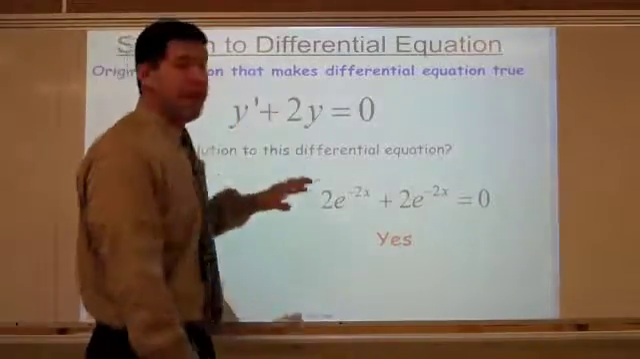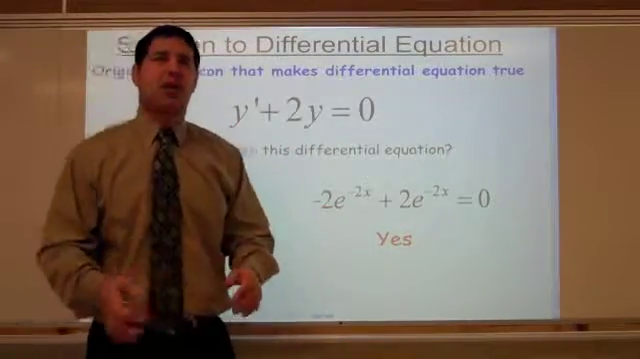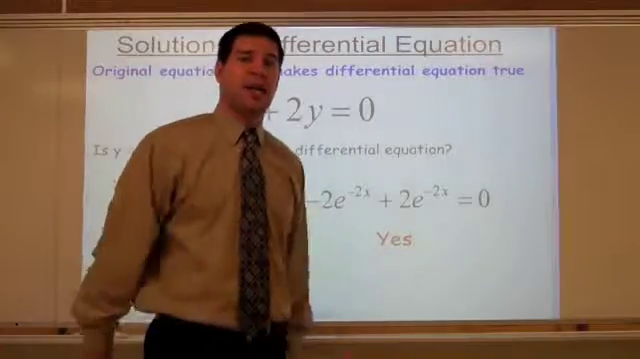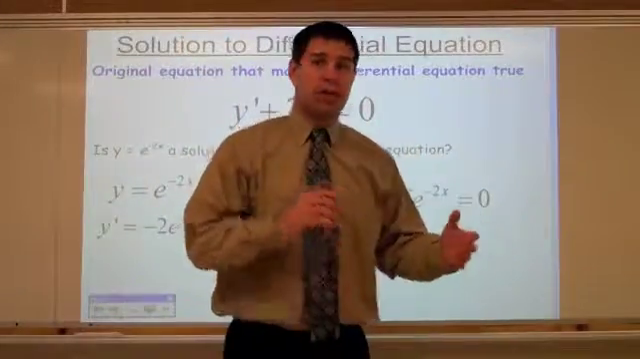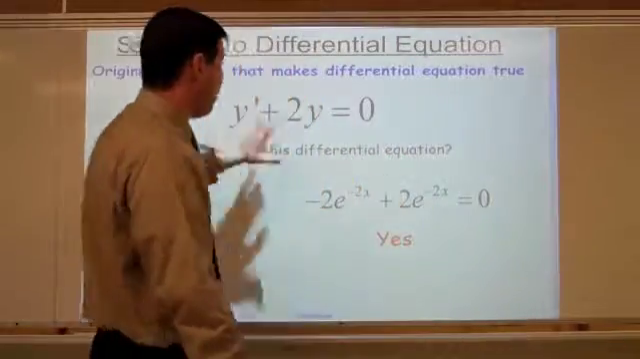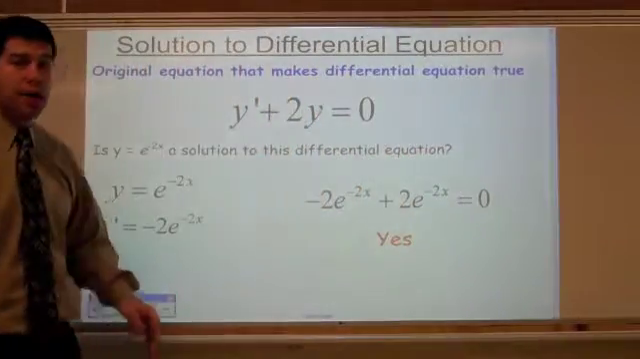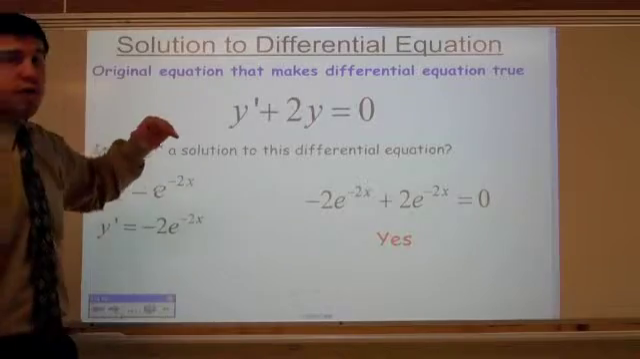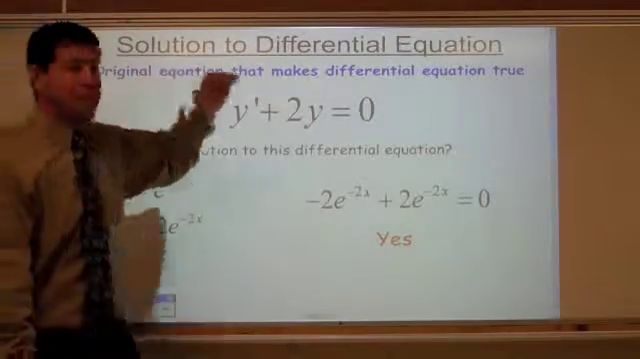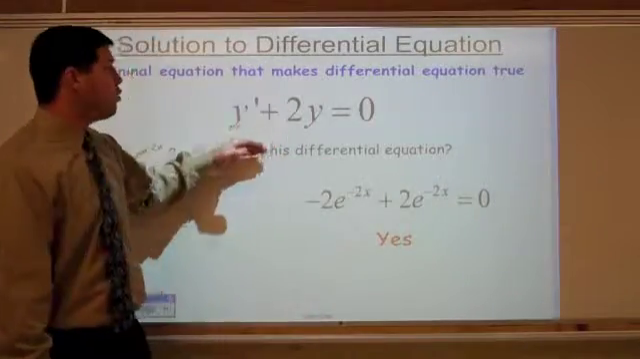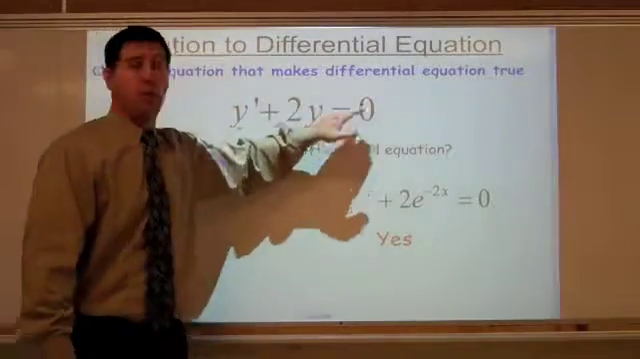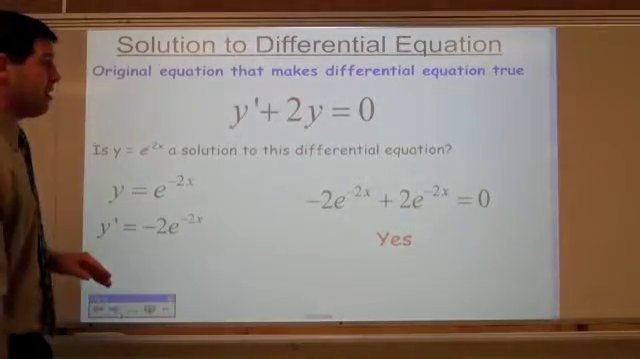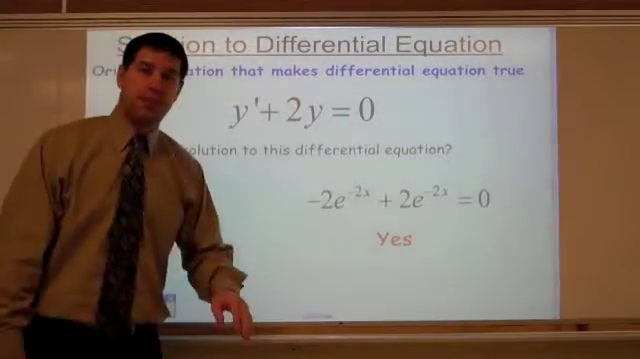The original equation makes this true, except some of these differential equations, especially in this section, get a little more tricky than just a quick dy/dx equals 2x minus 1 or something like that. You have more than one derivative in there, x's and y's. But the solution is still the original equation that makes the differential equation true. So the original equation, when you took its derivative plus 2 times the original function would equal 0, in this case, would be the solution to this differential equation.